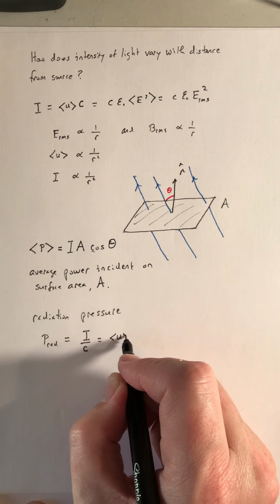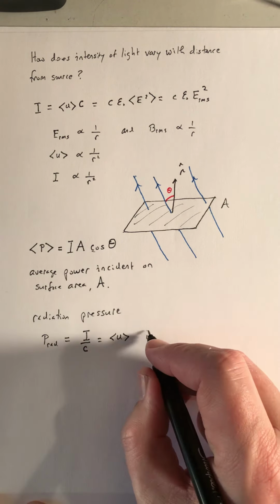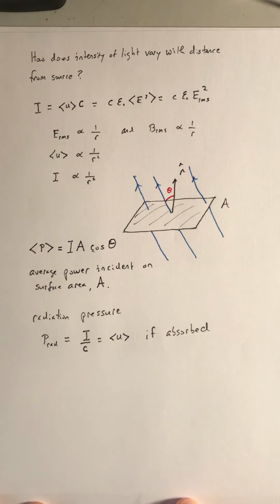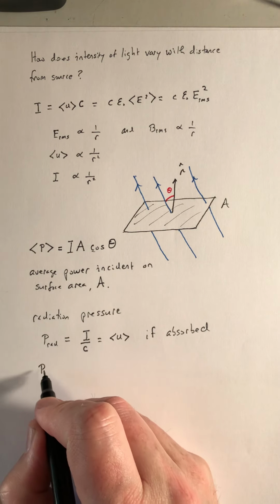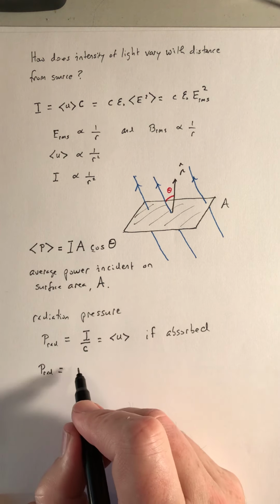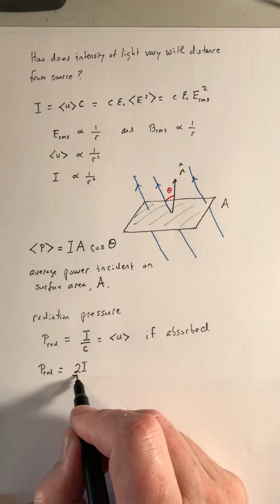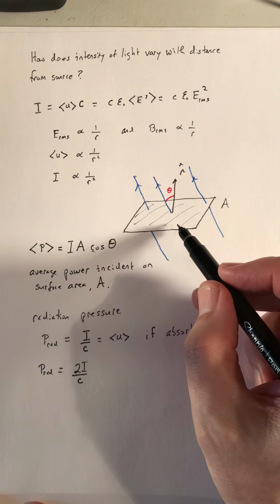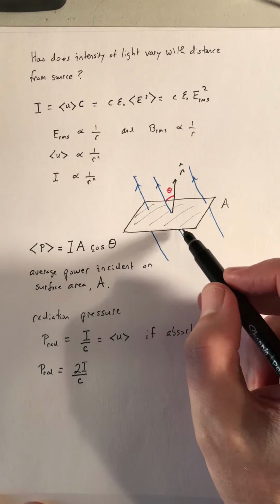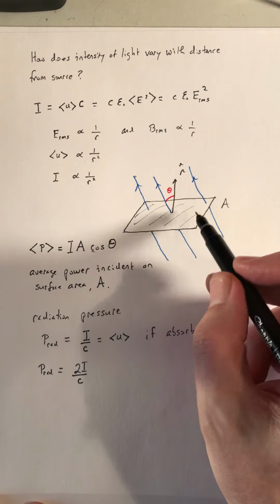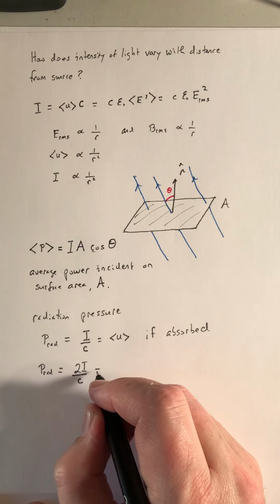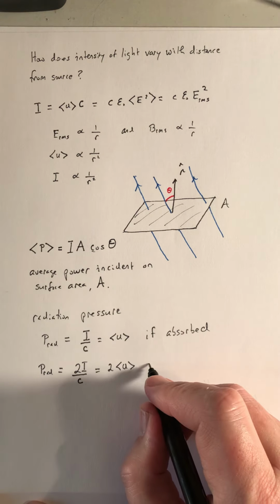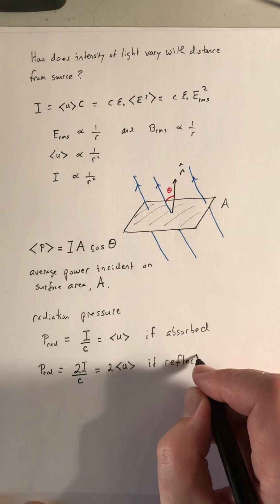So that's just giving us the average energy density in the electromagnetic wave. And that is correct in the limit that all of the light is absorbed by the surface. If instead all the light is reflected, then the radiation pressure is twice as big, because you are not just stopping the light, you're stopping it and reflecting it. So the change in momentum of the light is twice as big, therefore the change in momentum on the area is twice as big. So this could be as big as twice the energy density in the electromagnetic wave, if reflected.